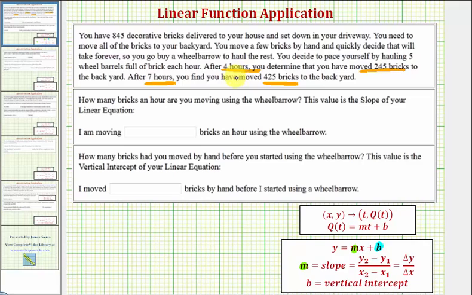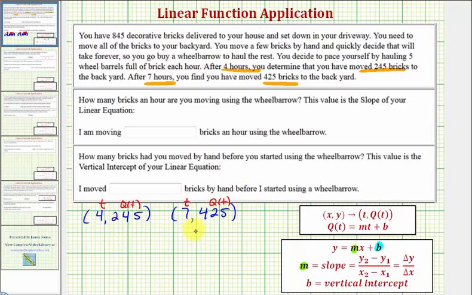Let's first put this information in ordered pairs. So the first point would be 4, 245, because after 4 hours, 245 bricks have been moved, or we can say when the input is 4 hours, the output is 245 bricks moved, and after 7 hours, 425 bricks have been moved, so the second ordered pair would be 7, 425. Now for this problem, we're going to be finding a linear function in the form of Q of t, so we can say the input would be t, the first coordinate, and the output would be Q of t, the quantity of bricks moved.